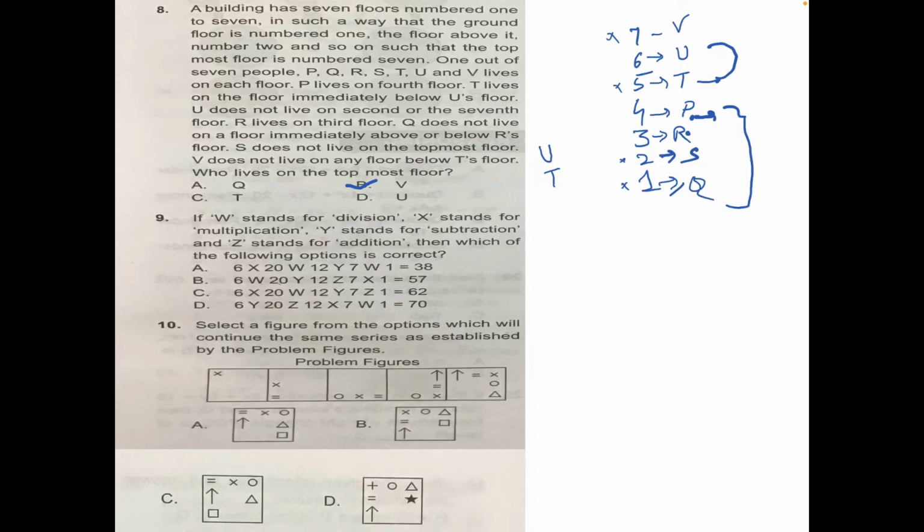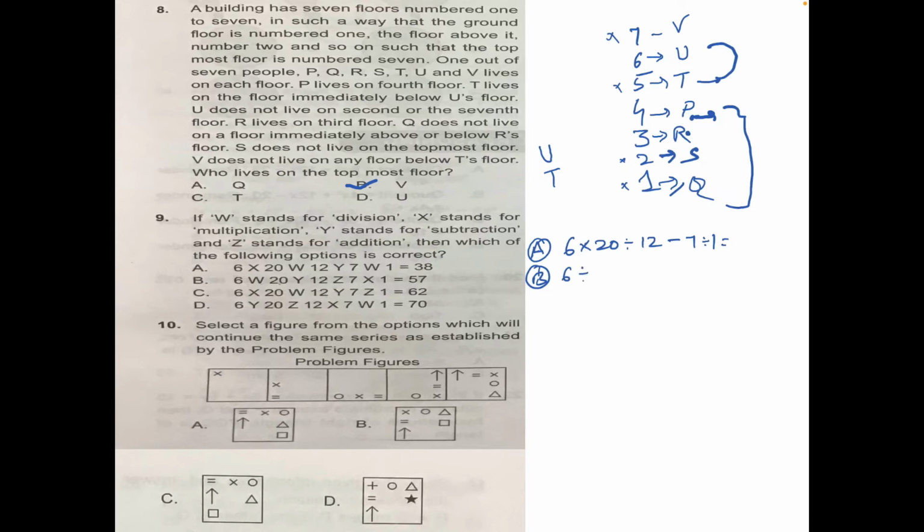So, if I just write the options, say for A, it is 6, X is what? Again multiplication only, right? So, 6 into 20, and what is W? It is division, and then comes 12 divided by 12. Y is what? Subtraction. Then what is there? 7. W is division again, 1, right? So, there are 2 times division sign, 6 into 20 divided by 12 minus 7 divided by 1.